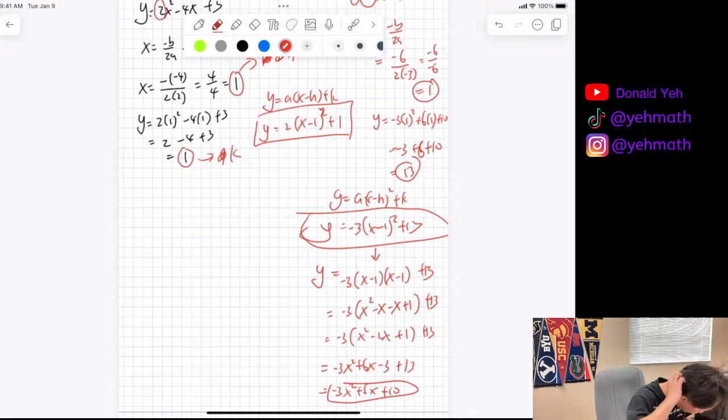Okay, number 3, there's a typo. It says each side of the cube is increasing at a rate of 6 centimeters. At what rate is the surface area of the cube, not the square, increasing when the area of one side of the square is 16 centimeters squared?